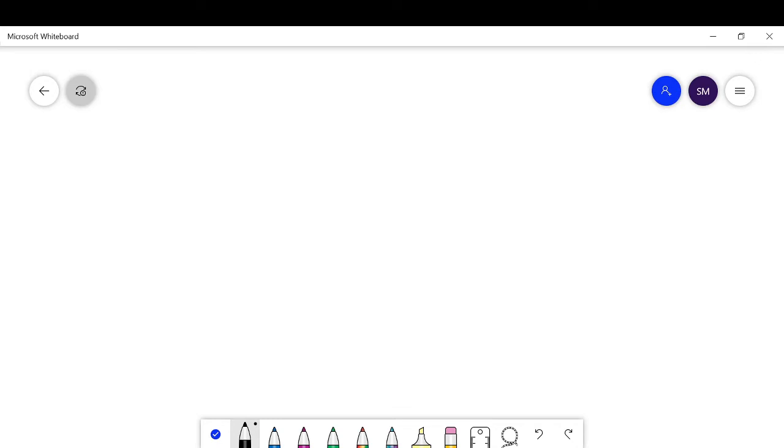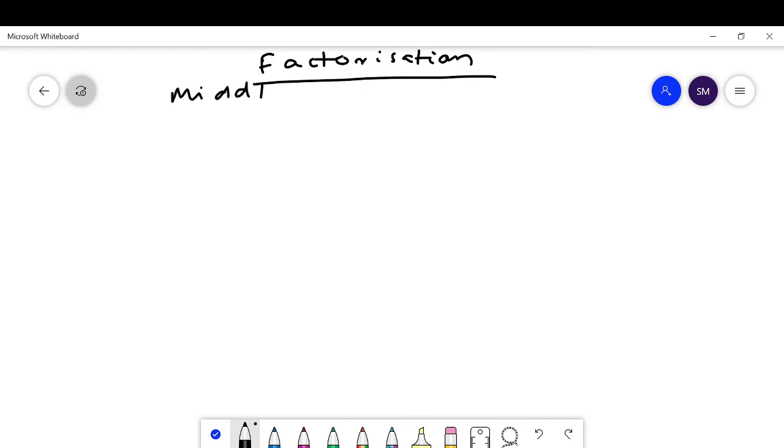Then in my last class we discussed factorizations. In this class we also discuss factorization by the middle factor method. What do we mean by middle factor factorization? It is the factorization in which we split the middle number into two parts whose sum is equal to the middle number and whose product is equal to the product of the first and third numbers.